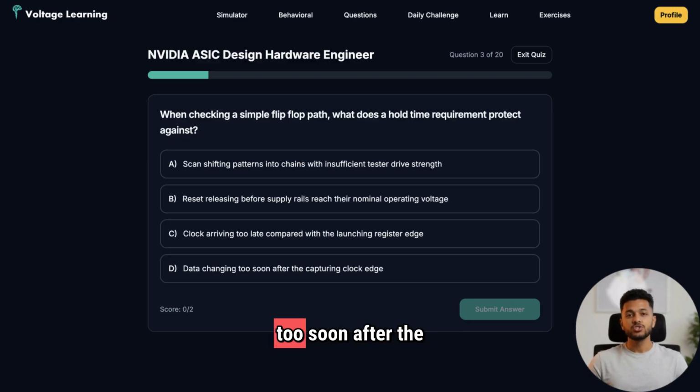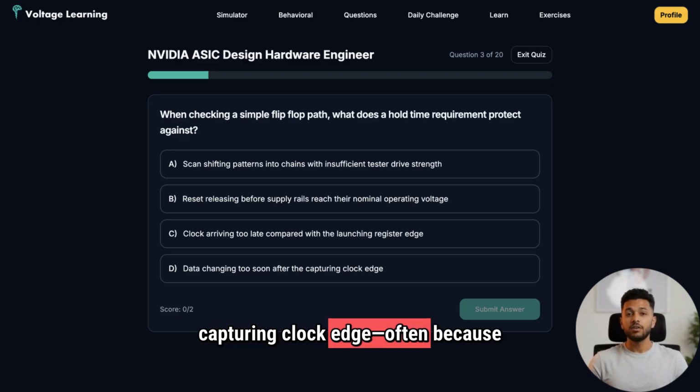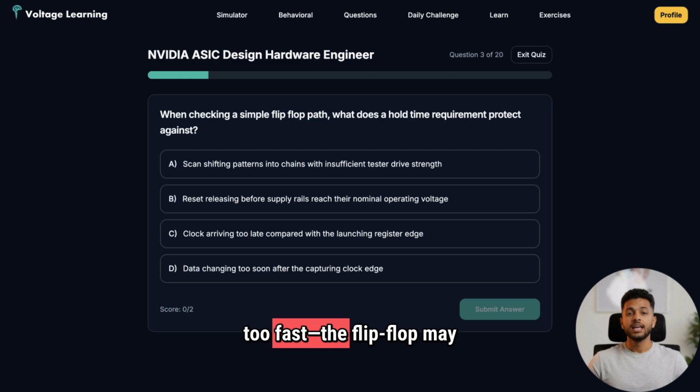If the data changes too soon after the capturing clock edge, often because the data path is too fast, the flip-flop may latch the wrong value or enter a metastable state. Hold time is there to protect against that scenario.